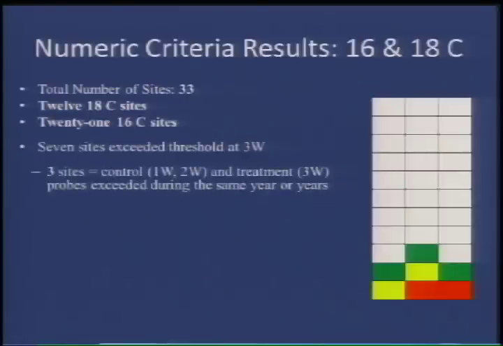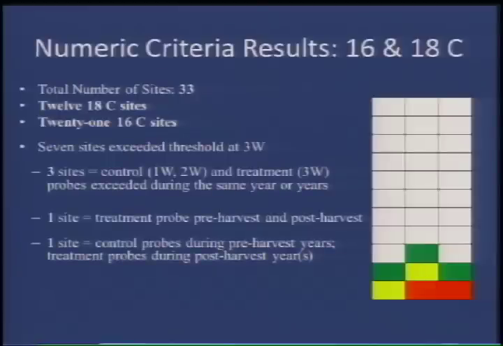I color-coded them. So 3 sites are green because the control and the treatment reach both exceeded during the same year, which would potentially indicate that the stream is warmer, but not necessarily that the treatment reach was due to harvest. Yellows are somewhat more difficult to ascertain. So for one of them, a treatment probe pre-harvest exceeded, and then post-harvest exceeded. And was the post-harvest exceedance due to harvest? That wasn't totally clear. And for another one, the control probes during the pre-harvest years exceeded, and then the treatment probes downstream during the post-harvest did. So it could have been a harvest signal.